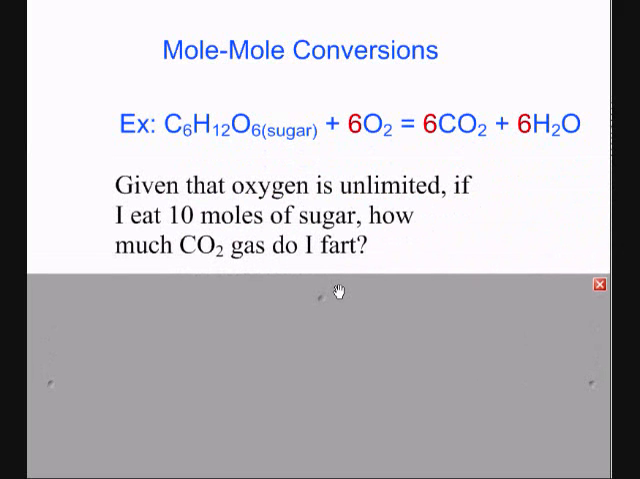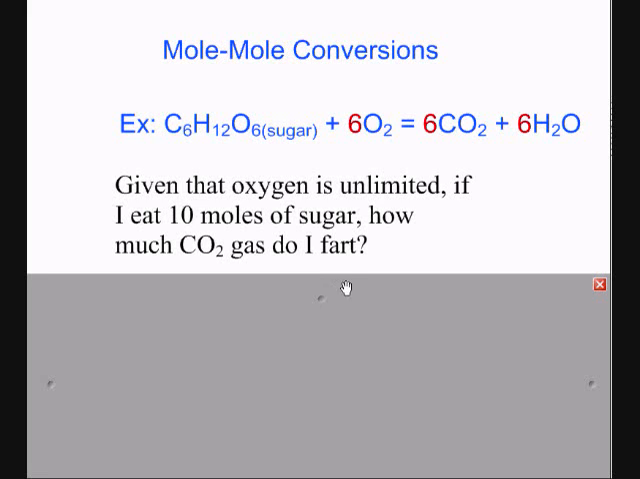Okay, here's the question. Given that oxygen is unlimited, if I eat 10 moles of sugar, how much carbon dioxide gas do I fart? Okay. Now the important thing here is not the farting. The important thing is that oxygen is unlimited. Remember last time we talked about limiting reactions, and the whole point of that was you only get product determined by who the limiting reactant is. The other guy really doesn't matter.